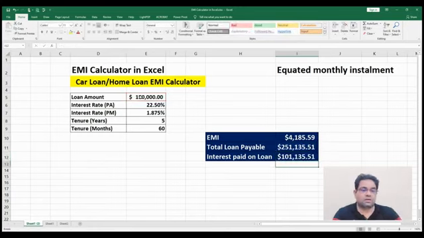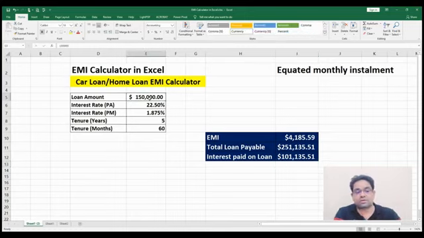You can see, if you take a loan of $150,000 for 5 years at an interest rate of 22.50% per annum, you have to pay total interest of $101,135.51 on that loan, and the total loan amount you pay is $251,135.51, and every month you have to pay $4,185.59.